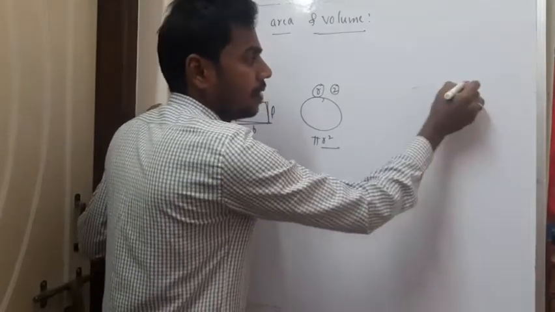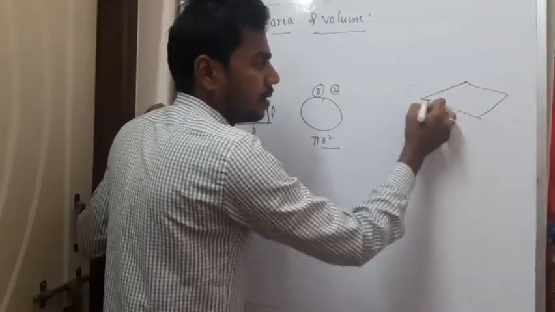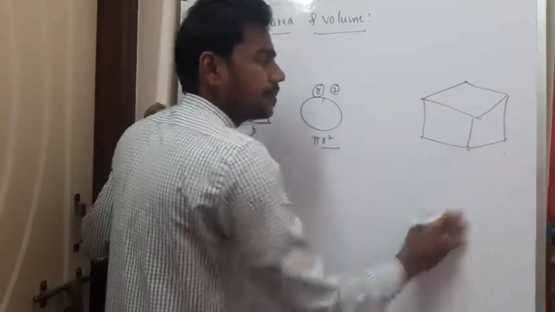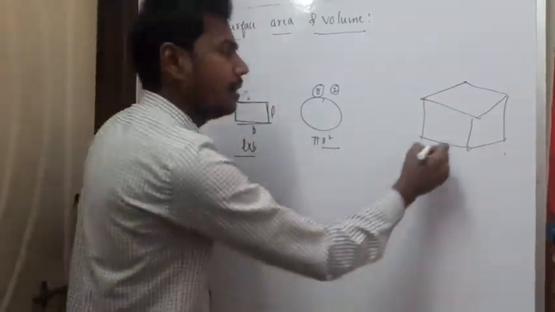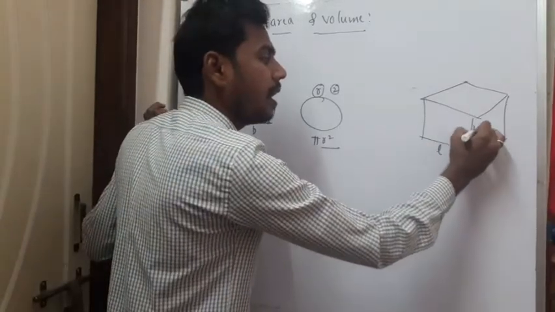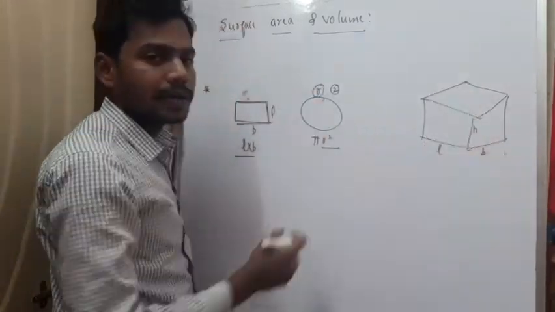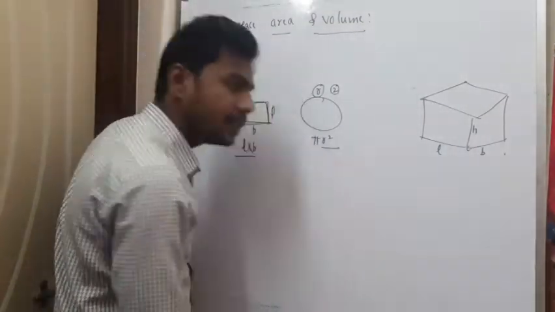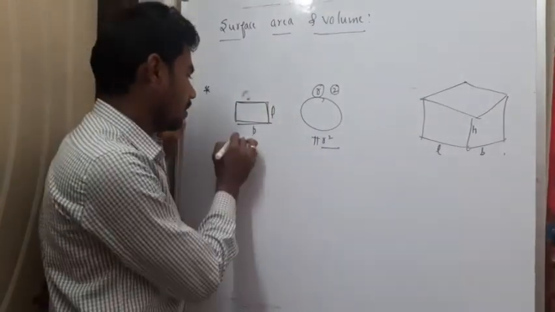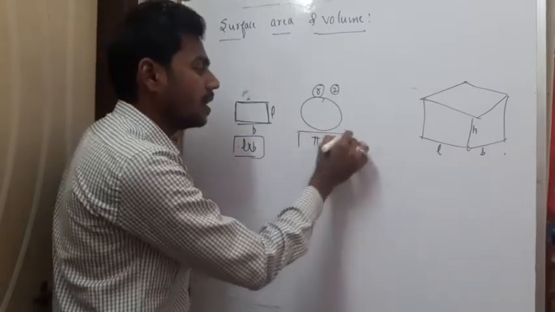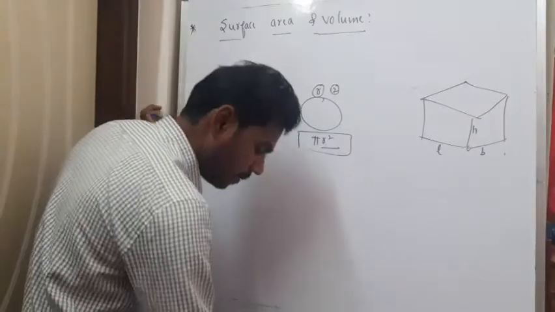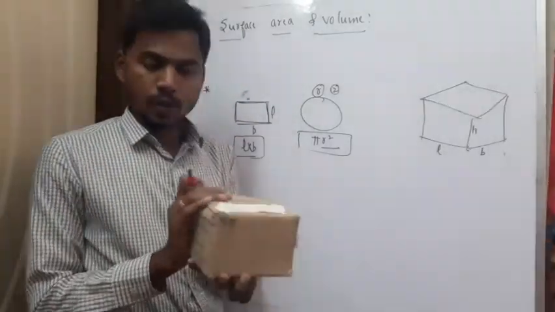If you take this particular cuboid, how many dimensions are required? Length is required, breadth is required, and height is required to represent the 3-dimensional figure. So then what is the difference between the curved surface area and total surface area? See, this is the example for the cube.